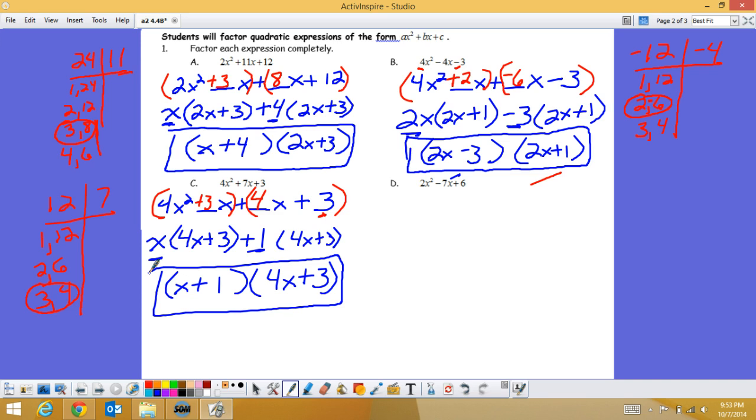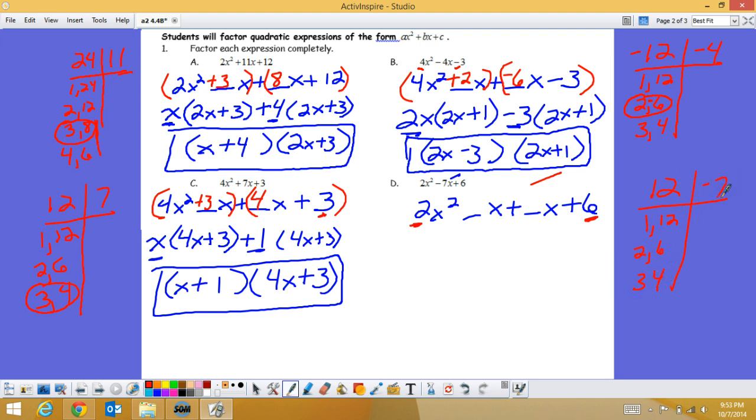And finally, D, again looking for a greatest common factor. There isn't one, so we're ready to split them up. 2x squared, something x plus something x plus 6. And we're going to fill in these two blanks with a number whose product is the same as 2 times 6, or 12, once again. So we have 1 and 12, 2 and 6, 3 and 4.